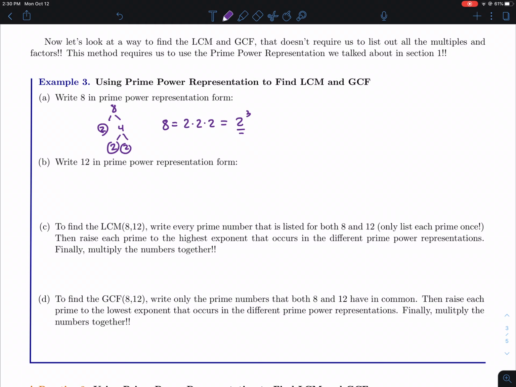And then now do the same thing for 12. So 12 is 2 times 6. 6 is 2 times 3. So again, writing this out, it would be 2 times 2 times 3, or 2 squared times 3 to the 1. So that's 8 and 12 in their prime power representation. All right, so in this case, we're going to try to find the least common multiple.